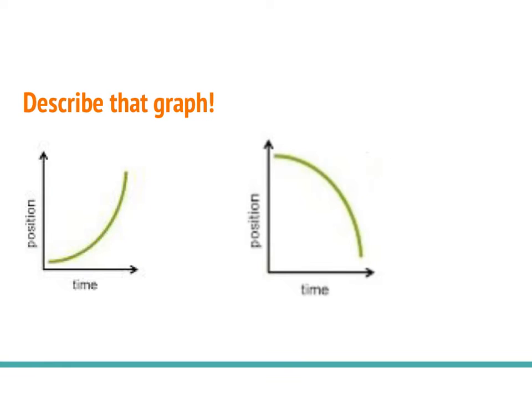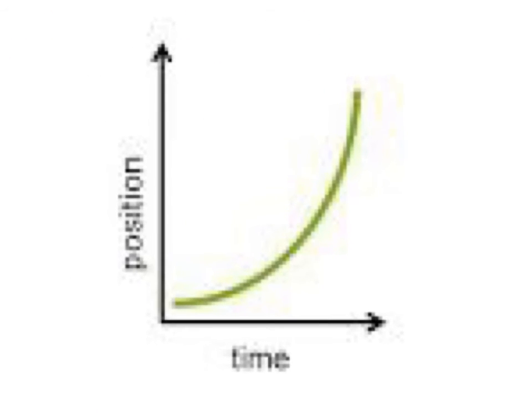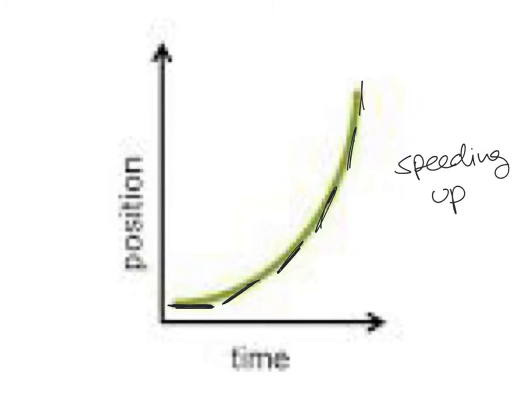So let's look at a couple of examples on this. Let's look at the first one. I know the picture is really bad quality, but it'll be okay. So on this one, we start off pretty shallow. But as we go, we get steeper. And going shallow, which is a slow speed, to a steeper line, which is a fast speed, is speeding up. So this graph shows something that's speeding up.